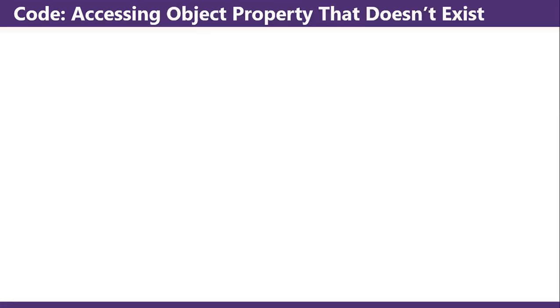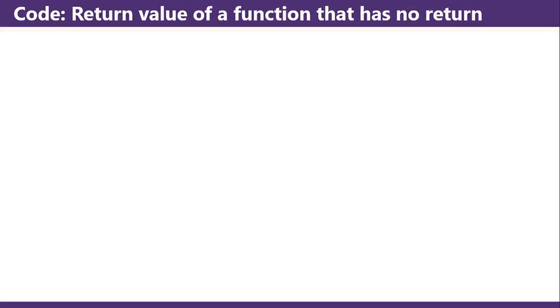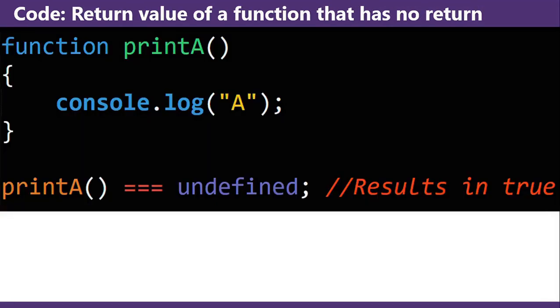Object property that doesn't exist. Let A equal an empty object. The B property of A doesn't exist, so that equals undefined. Return value of a function that has no return. This print A function doesn't return anything, so if you call it, its return value equals undefined.